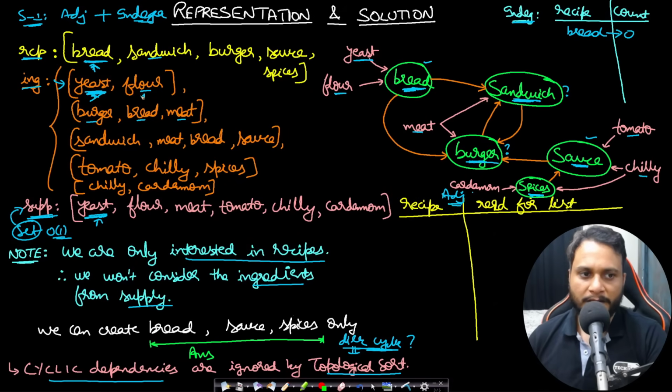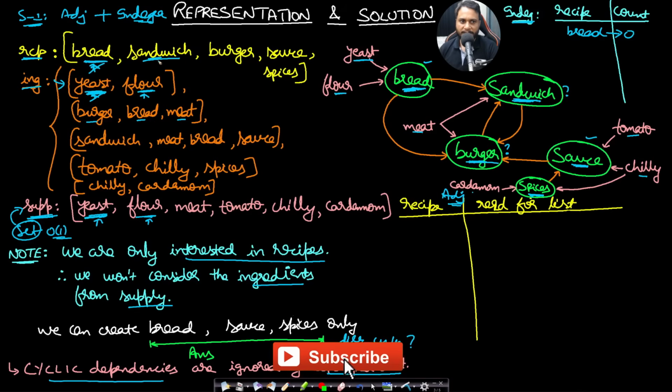Okay. Now let's go to the next item, which is flour. Is flour present in the supplies? Yes. So I will not be adding it into the adjacency list. And we are done for the bread. Bread does not have any other recipe requirement. Now let's look at the sandwich.